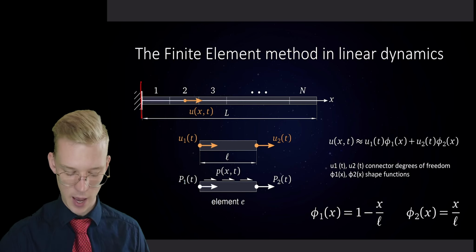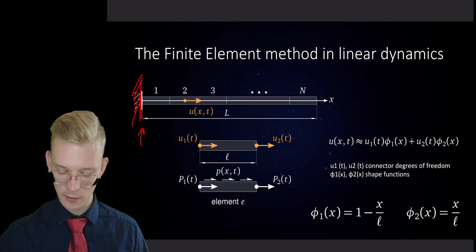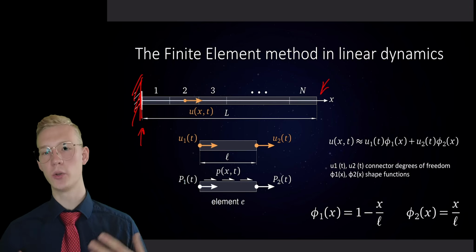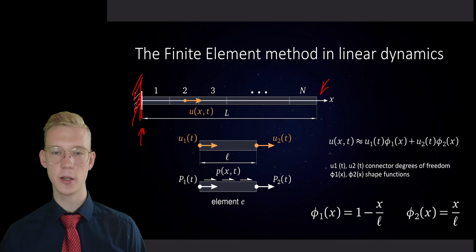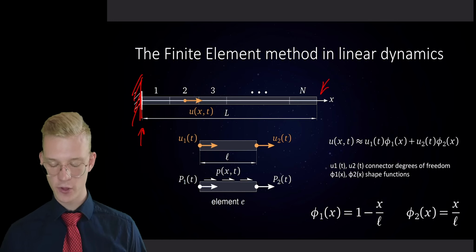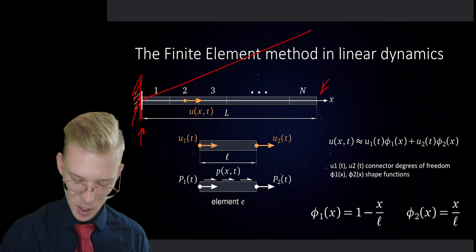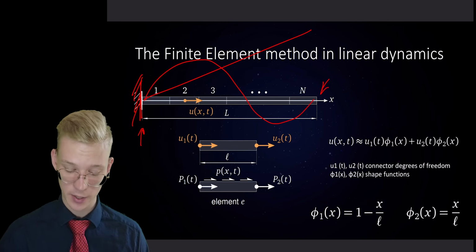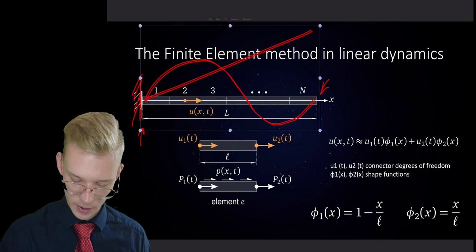But let's propose again a system. For example, we have a fixed beam, so it is clamped on this side and free on that side. And now we want to discretize our system. With the Rayleigh Ritz method, we proposed functions for the whole system. So we proposed some functions that might look like this, and so on. But now we're doing a different step.